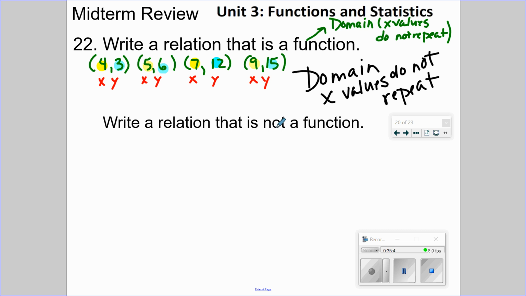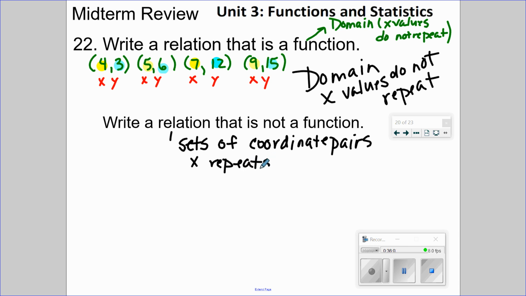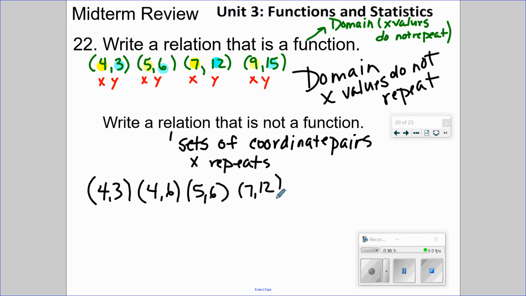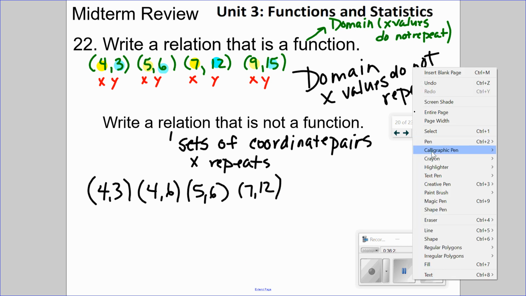Write a relation that is not a function. A relation is just sets of coordinate pairs, but not a function. So here we go. I'm going to do 4, 3, 4, 6, 5, 6, 7, 12. This is a relation because my x repeats, but I'm going to highlight so you could see better.